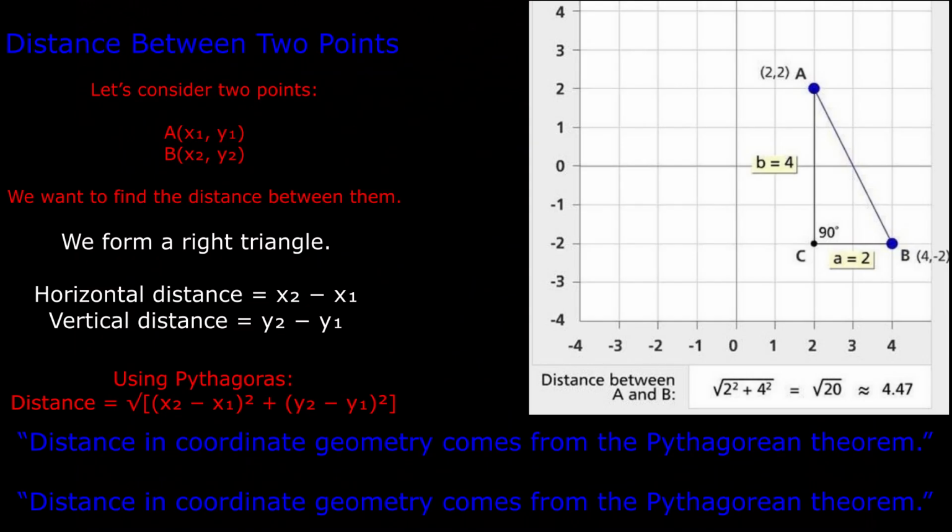Let's consider 2 points A and B. We want to find the distance between them. Distance in coordinate geometry comes from the Pythagorean theorem. We form a right triangle. Horizontal distance is x2 minus x1 and vertical distance is y2 minus y1. Using the Pythagorean theorem, distance is equal to the square root of (x2 minus x1) squared plus (y2 minus y1) squared. This formula measures the straight line distance between 2 points.